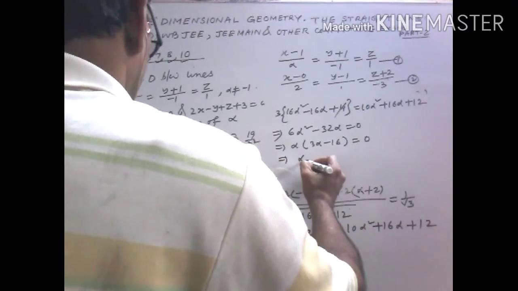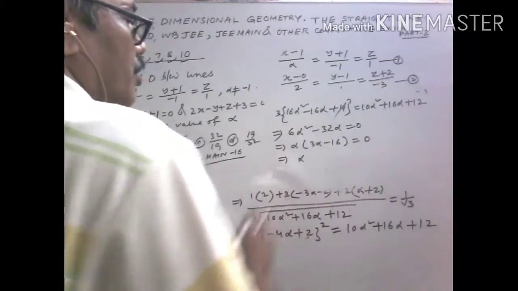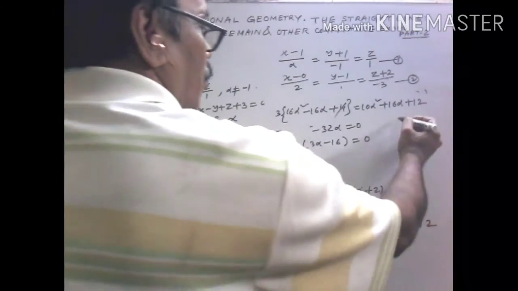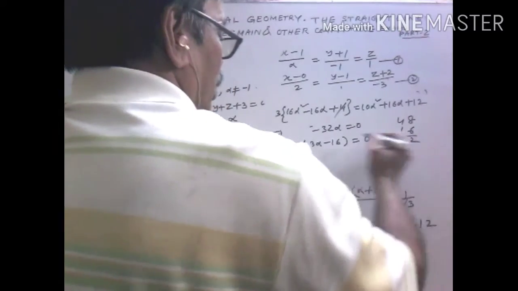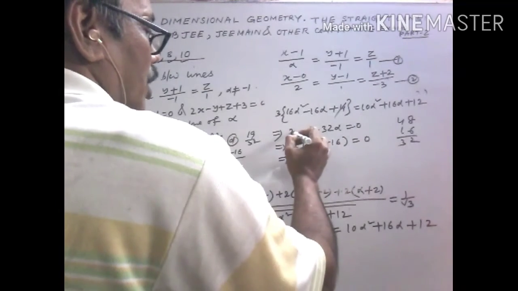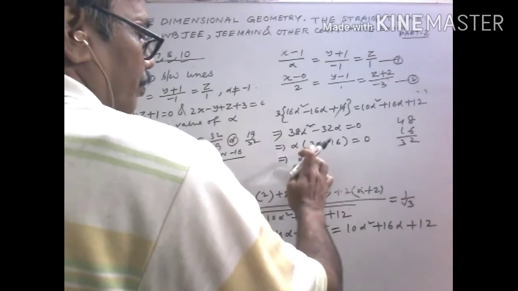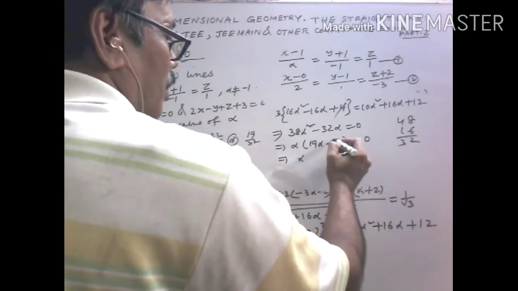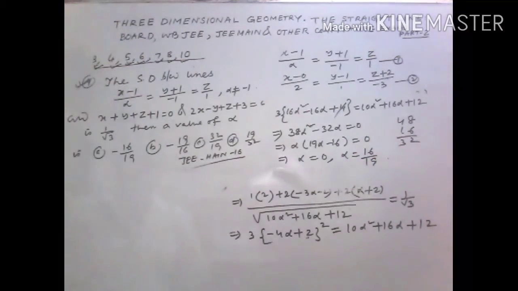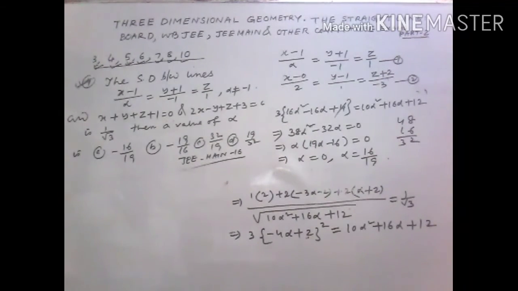So alpha equals... 16, and this is 32. So 48, this is not 16, 48 minus 16. So 32, 48 minus 10. So 38 alpha square, 48 minus 10. So alpha common, so this is 19 alpha minus 16. So alpha equals 0, alpha equals 16 by 19.